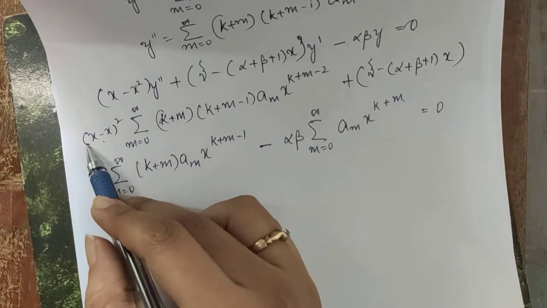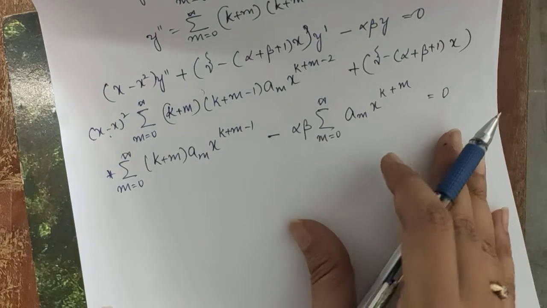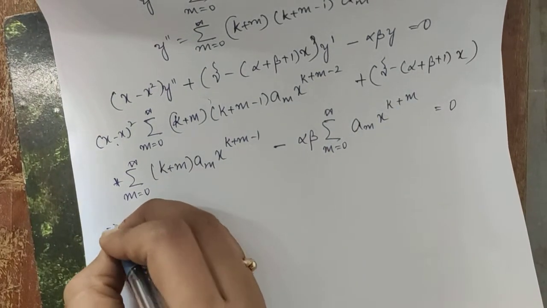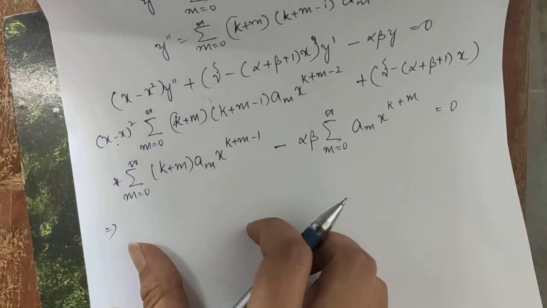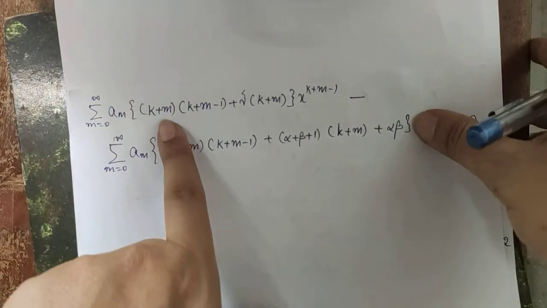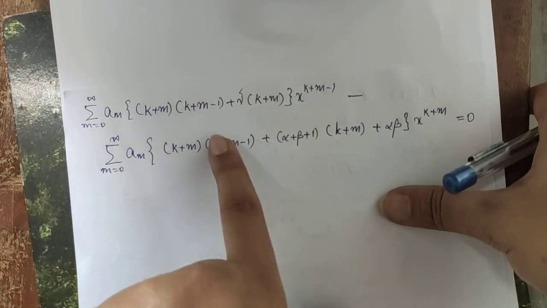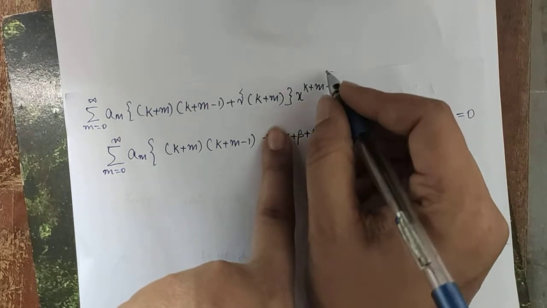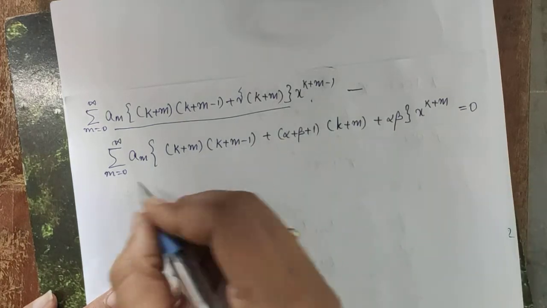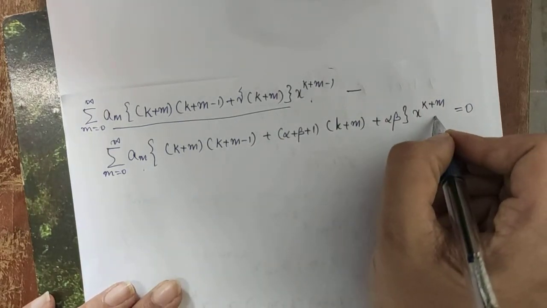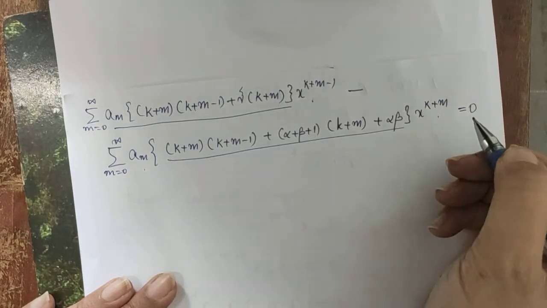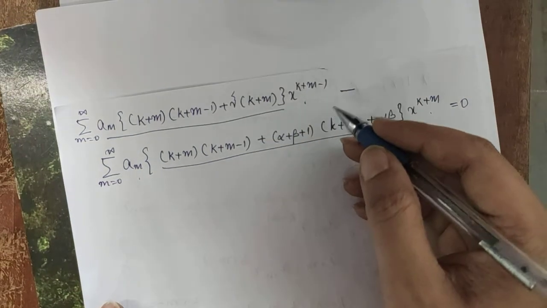So let's multiply x minus x square with this term, and we will multiply these terms with this. We will get this. I will write the next part directly, just go through it. You will get this step after multiplying the terms. If you take x power k plus m minus 1 as common, you will get these terms, and if you take a_m into x power k plus m as common, you will get these terms. Okay, this is very easy, you can simplify that.